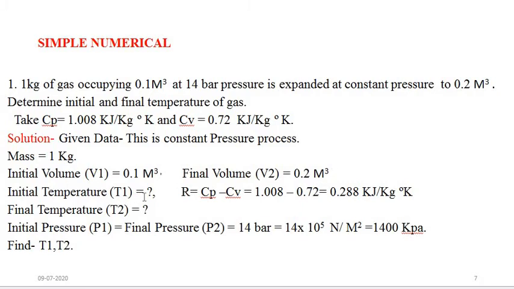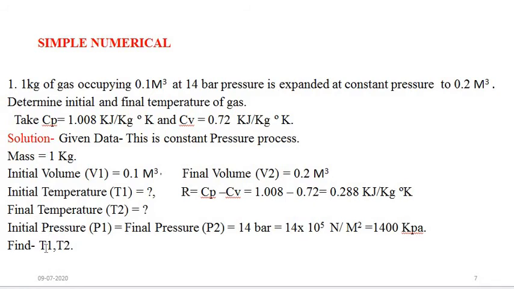Initial temperature T1 we have to find. Final temperature T2 we have to find. Then initial pressure P1 is equal to final pressure P2, because it is a constant pressure process, that is equal to 14 bar. So we are converting that into kilopascal, multiplied by 100, so we are getting 1400 kilopascal. Then R is equal to Cp minus Cv. So we can calculate the characteristic gas constant, that is equal to 0.288 kilojoule per kg degree Kelvin. So this is the data which is required to solve the problem.